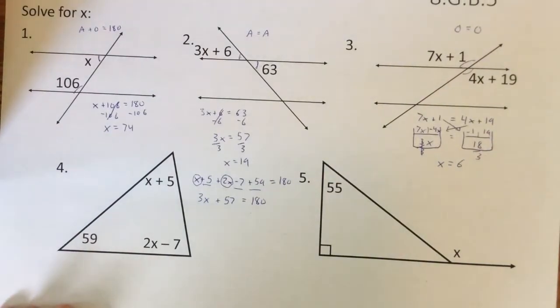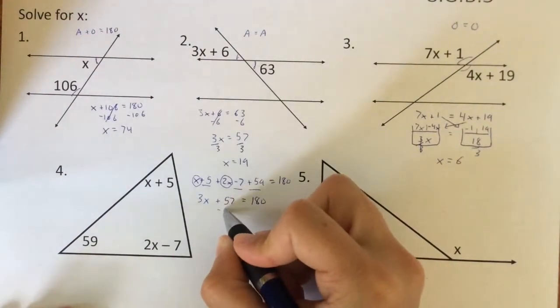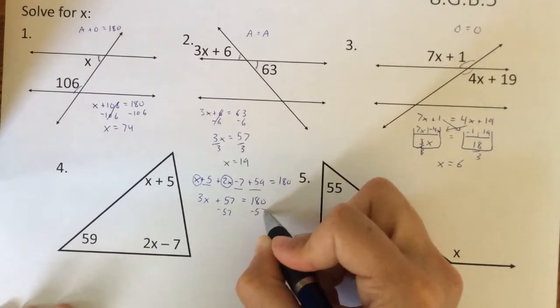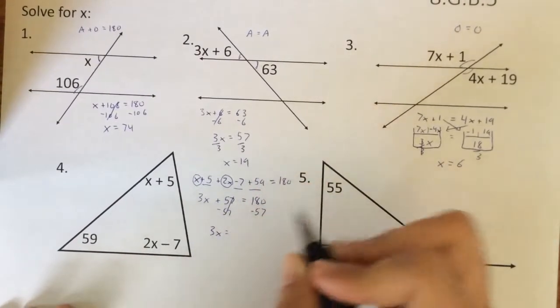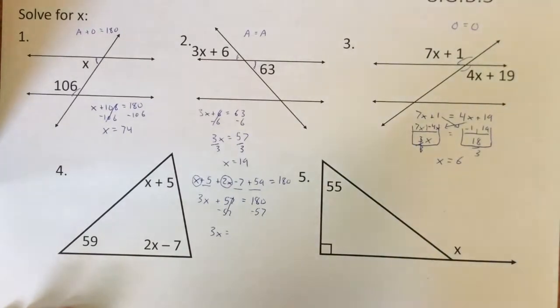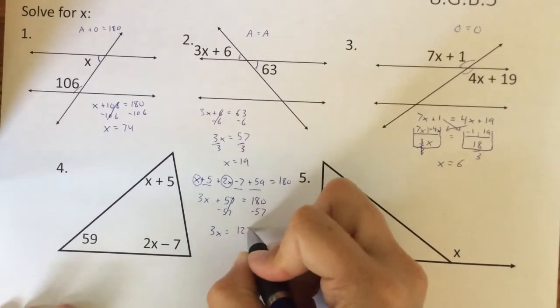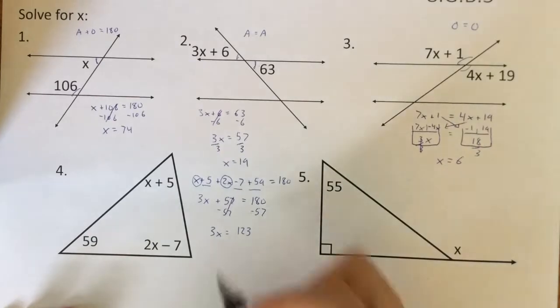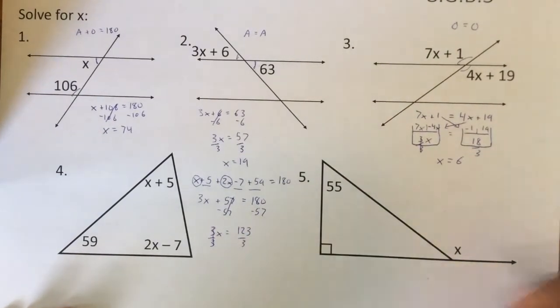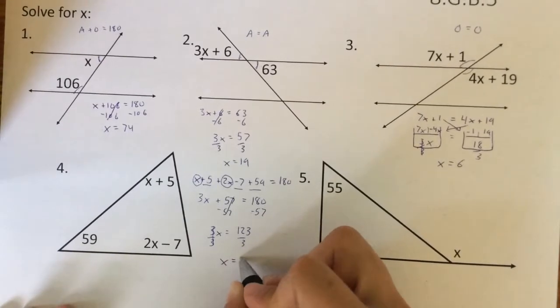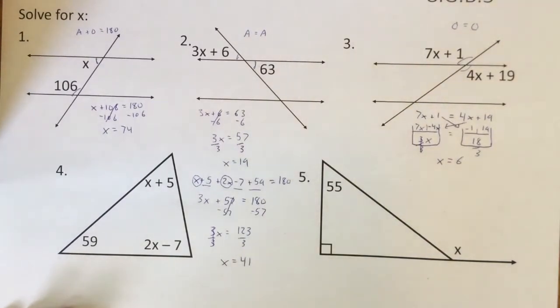Now, to isolate for x, I want to subtract 57 to the other side. They'll go to 0 on the left, so I'm left with 3x. And then on the right, 180 minus 57 is 123. Your last step is to divide both sides by that number in front of x, so divide both sides by 3, giving you x equals 41.